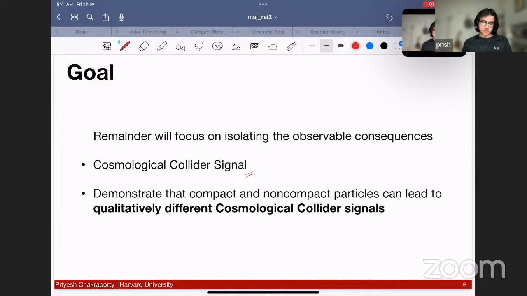And I'll show that indeed, a compact scalar, something which has this phi to phi plus 2 pi f identification, and something which does not, so a non-compact scalar, will lead to different predictions in the cosmological collider.